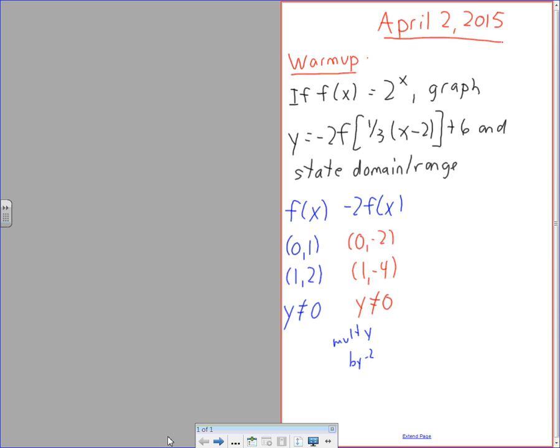Okay, can I get another volunteer to do the second calculation, please? Go ahead. So you have to divide your x values by 1/3. Good. (0, -2), (3, -4), and y cannot equal 0. When you divide by 1/3, it's like multiplying by 3, right? So that's what I did there.